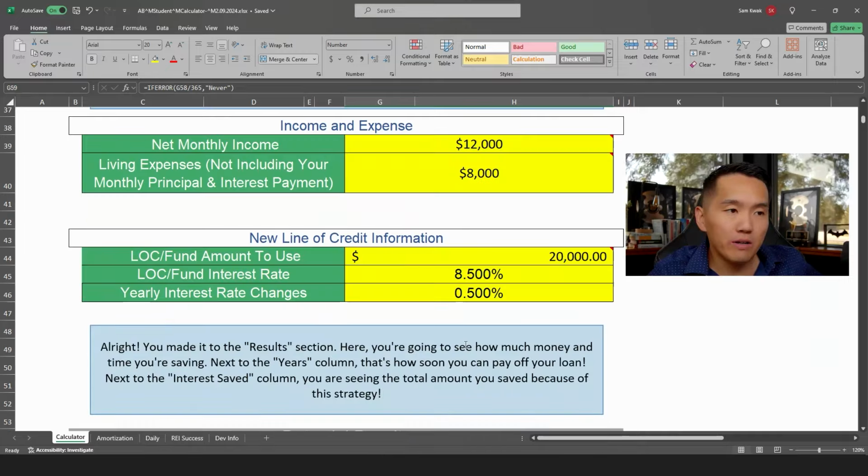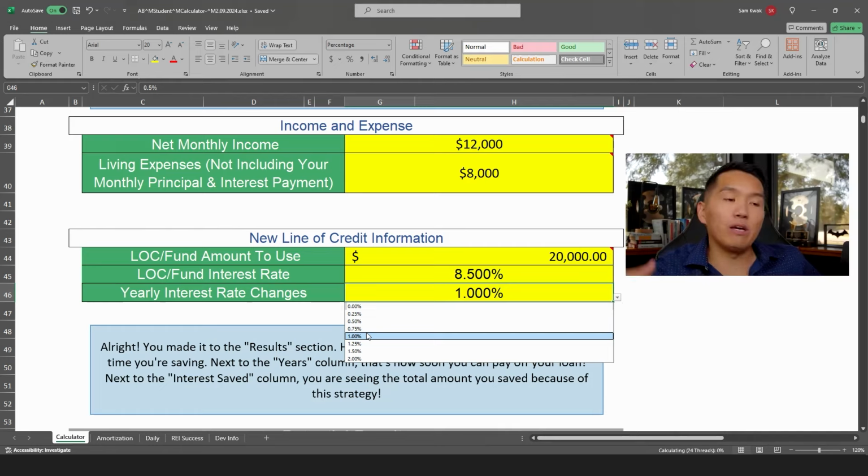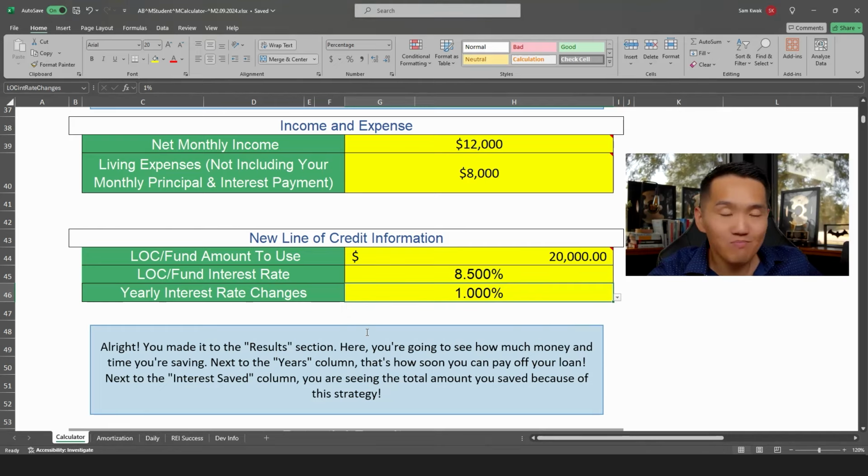Okay, let me push the envelope a little bit. Let me go to, let's say, 1%. Okay, every single year, let's say we increase by 100 basis points, which isn't realistic.